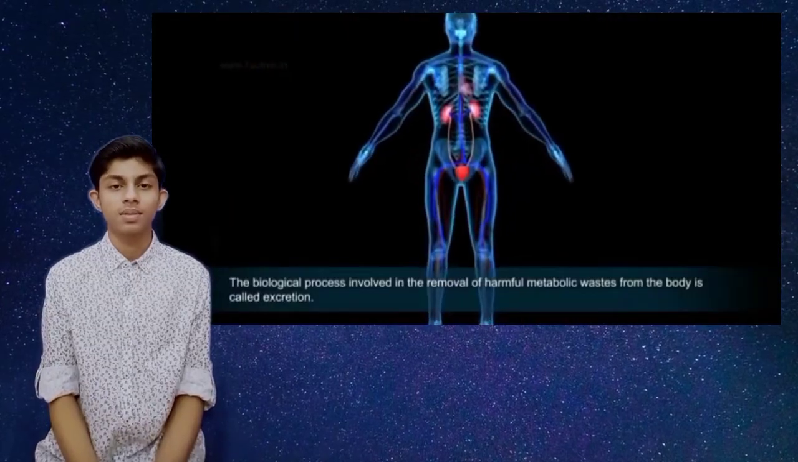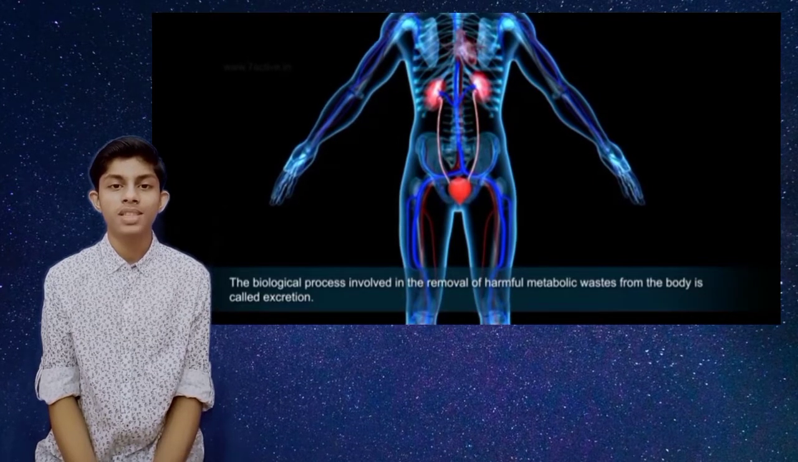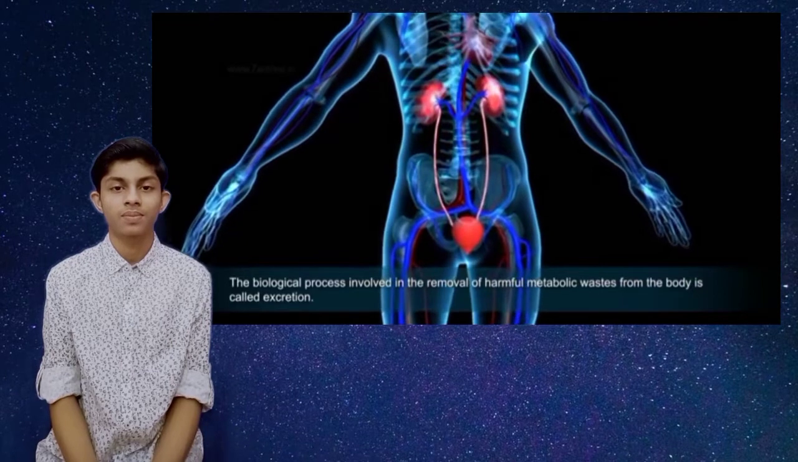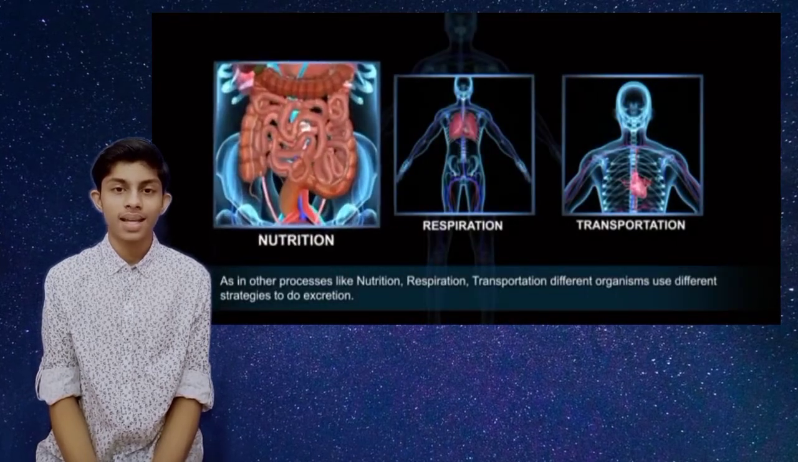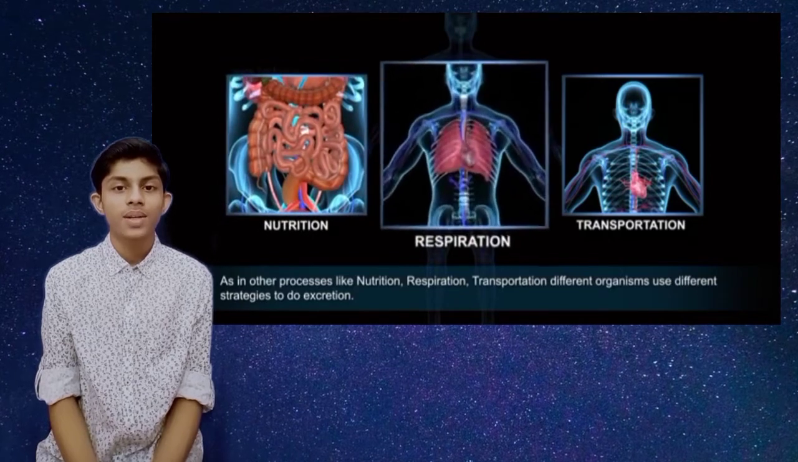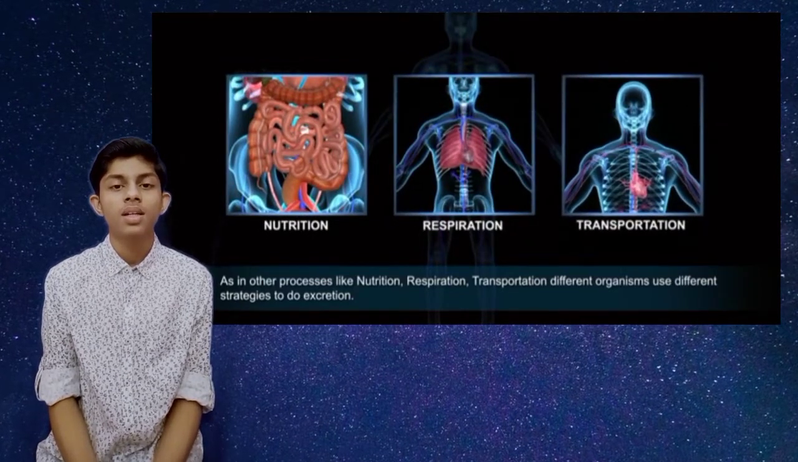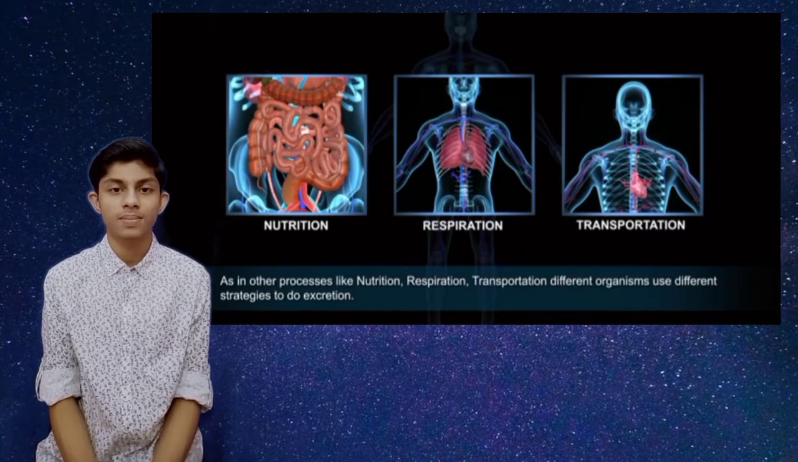Excretion. The biological process involved in the removal of harmful metabolic waste from the body is called excretion. As in other processes like nutrition, respiration, and transportation, different organisms use different strategies to do excretion.